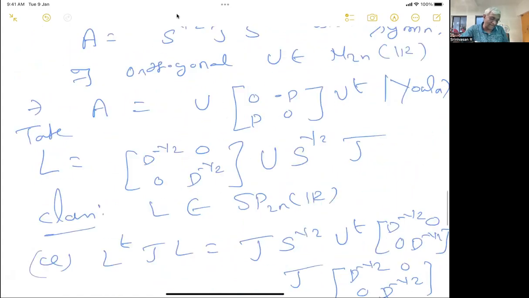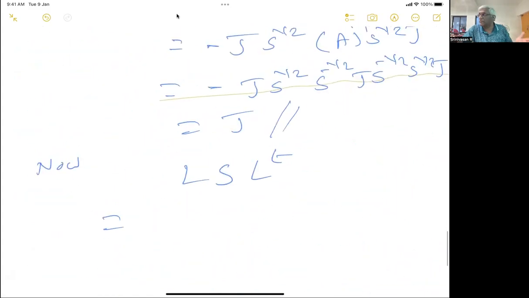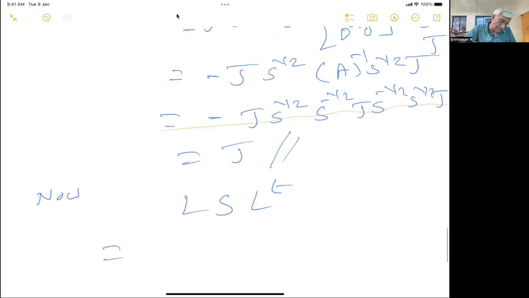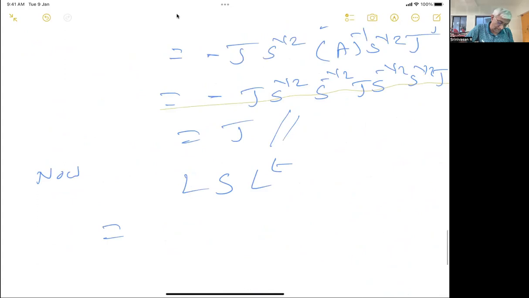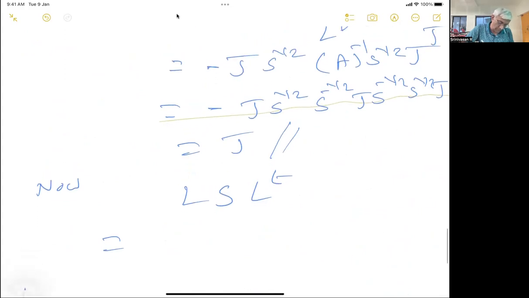In this case, we can use M instead if you want. Our L should actually be L transpose. The L in the proposition is L transpose. That's okay, the L is symplectic. L transpose is also symplectic, so it's okay. So L transpose S L transpose. L is defined to be like this. What is L? L is this diagonal, d power minus half 0, 0 d power minus half.